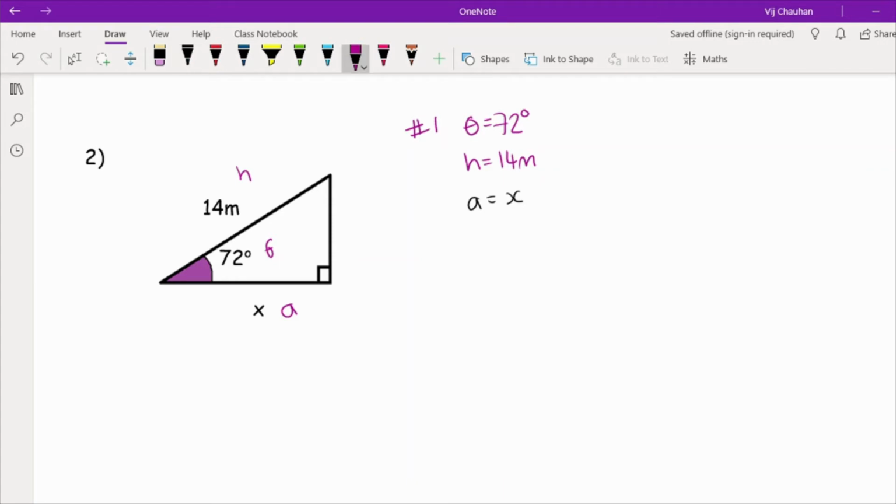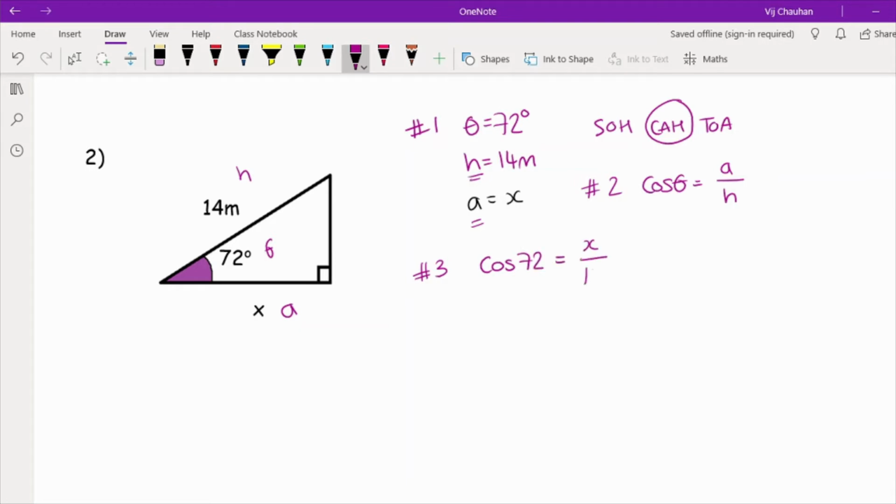From this, using SOHCAHTOA, or however you remember the trig ratios, you think to yourself, which trig ratio uses H and A? In this case it's going to be cos. So the cos formula I need to use is cos theta equals the adjacent over the hypotenuse. In step 3, all I need to do is substitute the numbers from step 1 into my formula from step 2. So I end up with cos 72 equals x over 14.